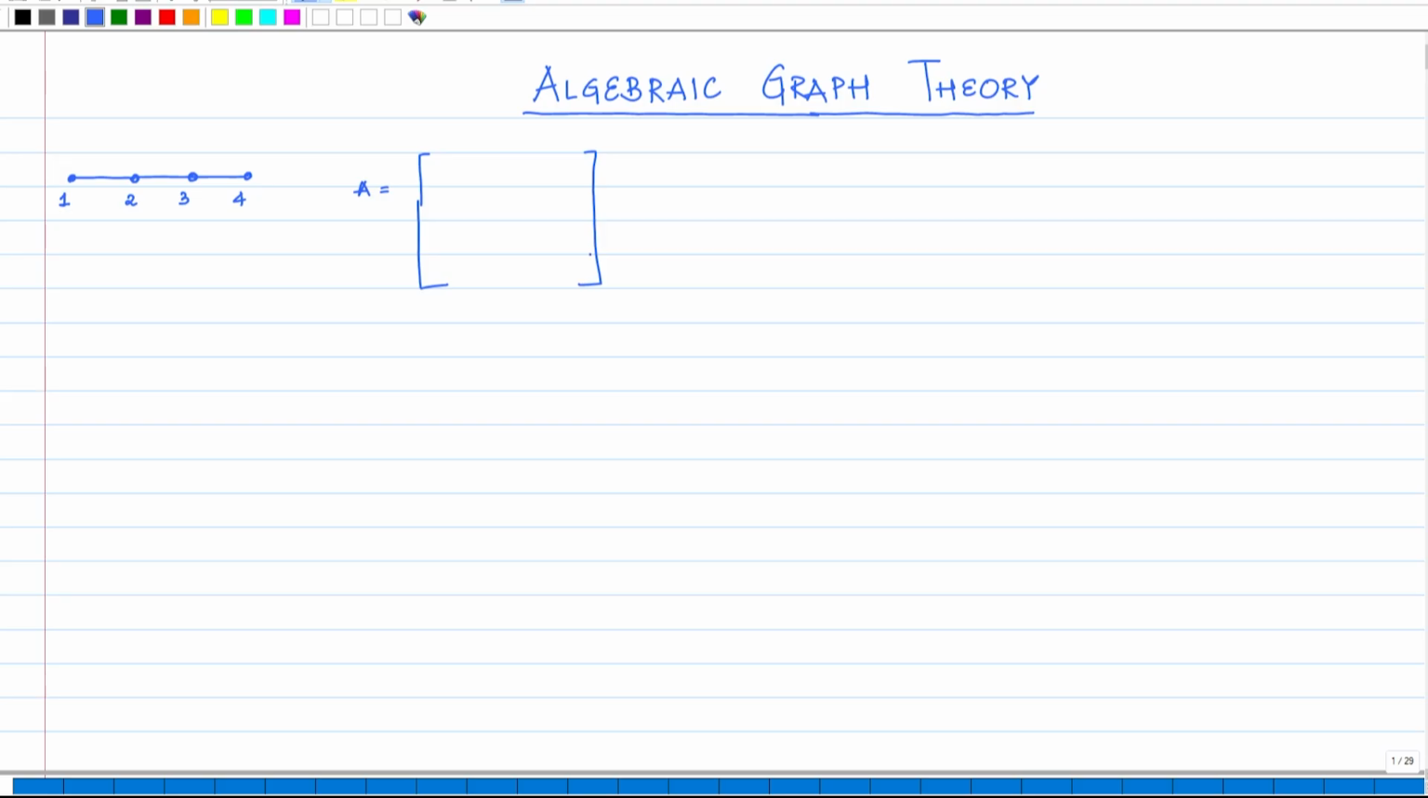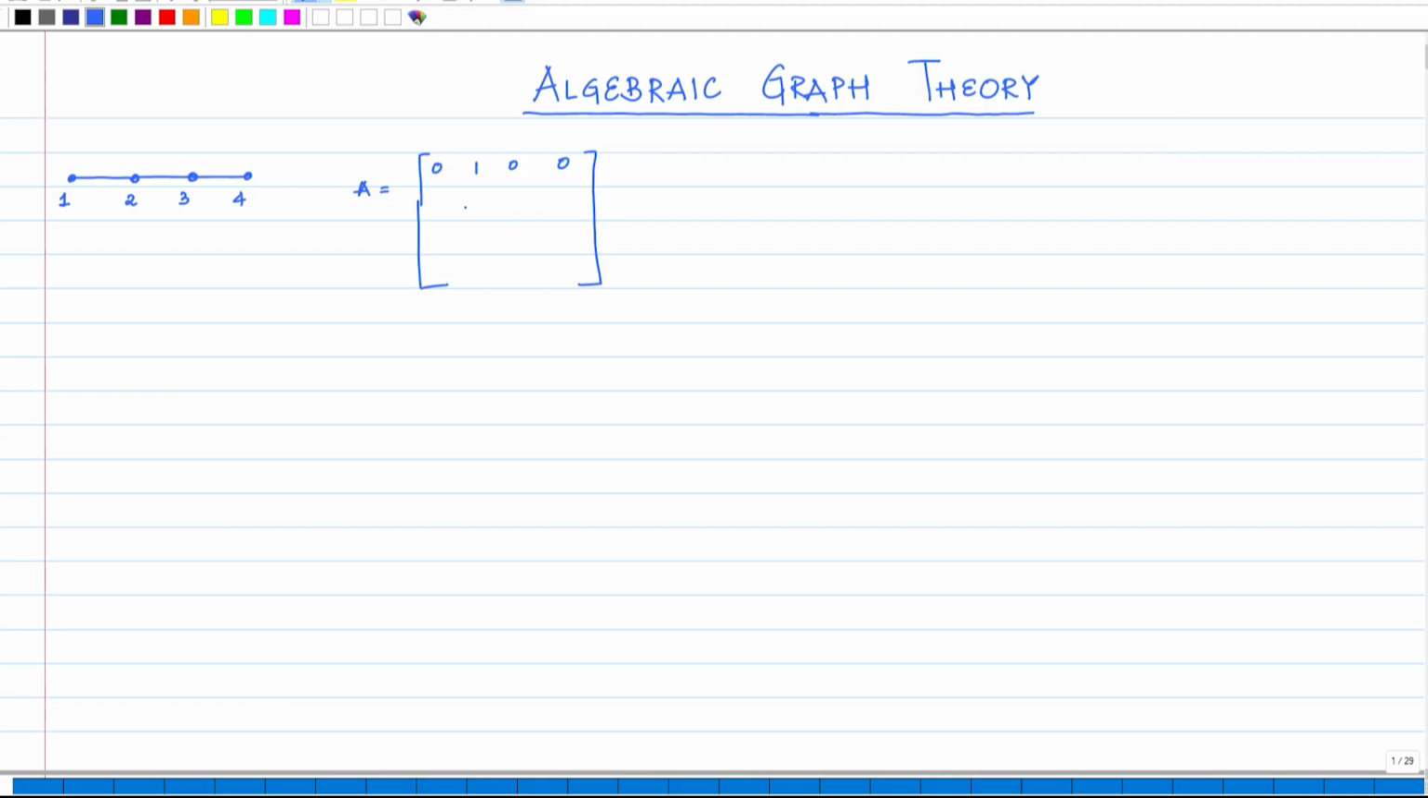So, 1 shares an edge with 2, meaning the only non-zero entry in the first row is A12. The rest of the entries are 0, meaning there is no self loop, so A11 is 0, A12 is non-zero as 1 shares an edge with 2. Similarly, A13 and A14 are 0 because 1 does not share an edge with 3 and 4. In a similar manner, we can construct the rest of the matrix as well, and it will take this form.